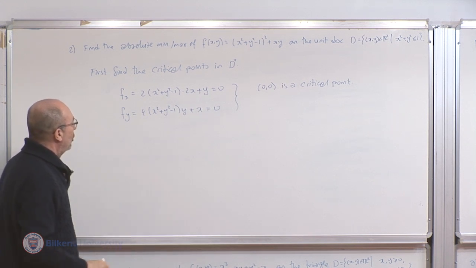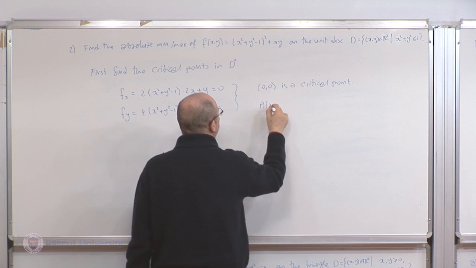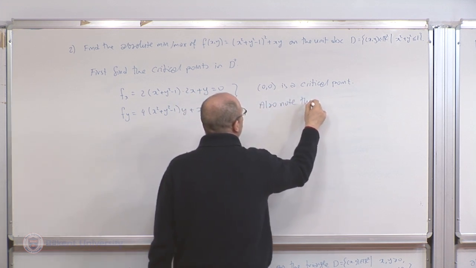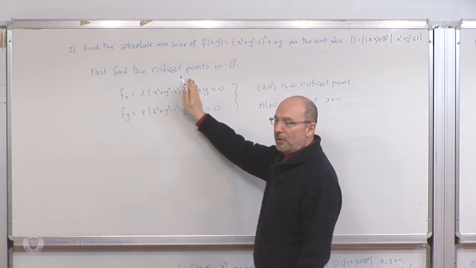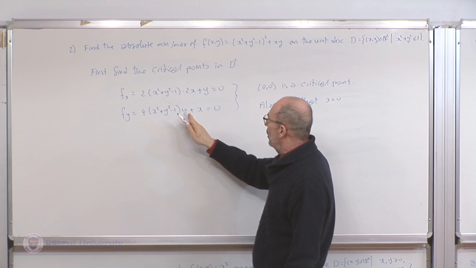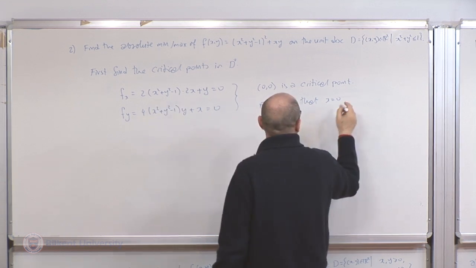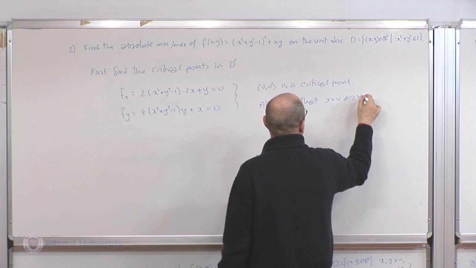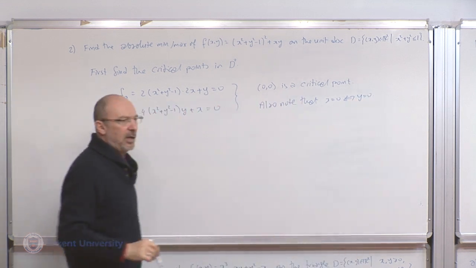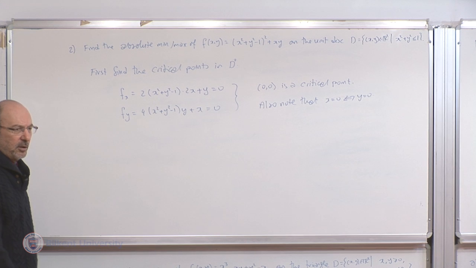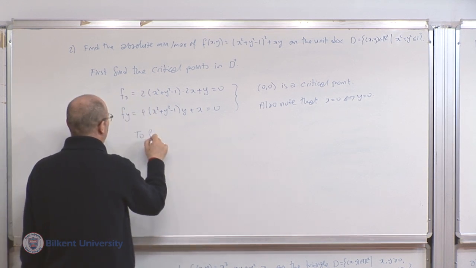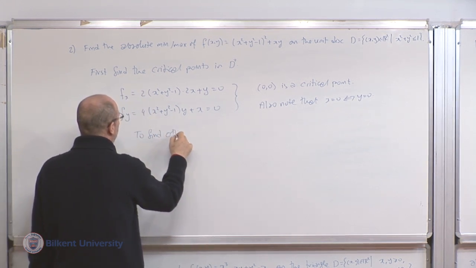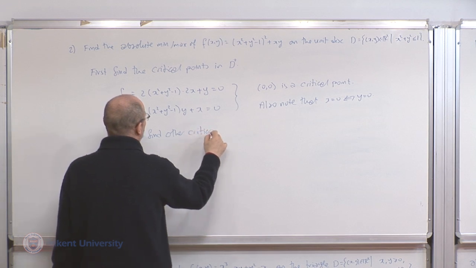Also note that if you take x equals 0 here, y is 0. If you take y equals 0, then from here it forces x to be 0. So x equals 0 if and only if y equals 0. So if there are any other critical points, neither the x nor the y component will be 0. Now to find other critical points.